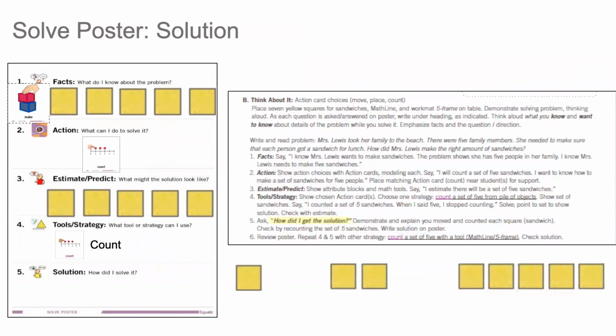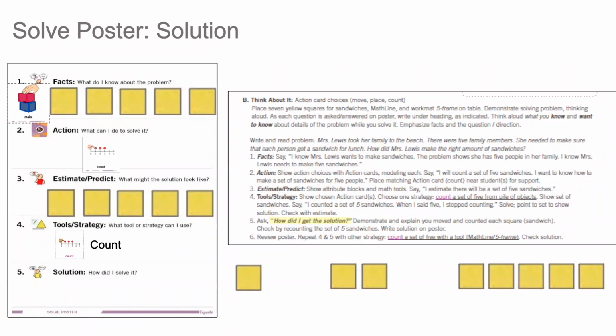The final step is to show the solution. This is done by showing how you use the tools and strategy to solve the problem. The solution is then represented on the solve poster. Use the actual manipulatives to show the solution, or use written words and/or pick symbols.